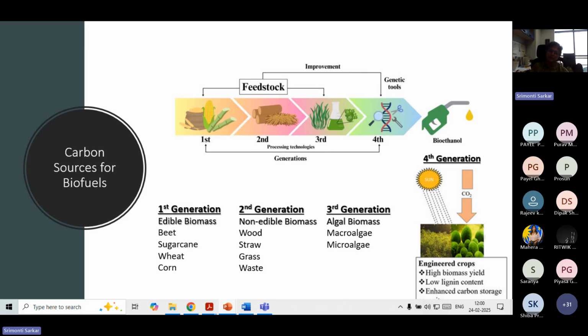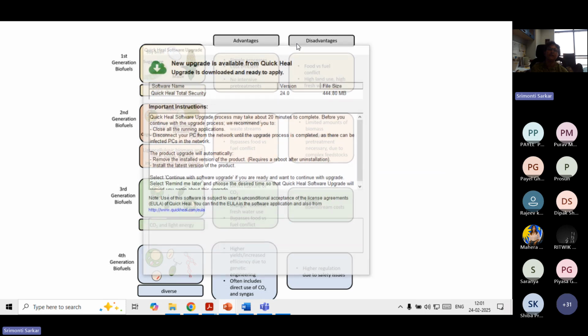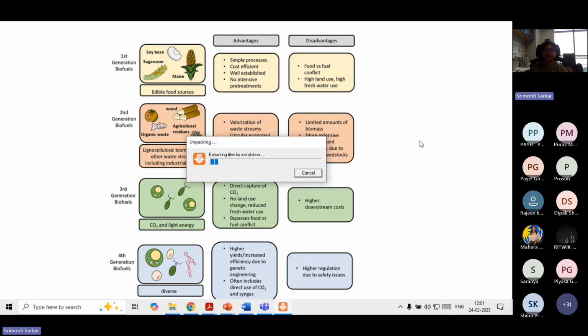And why is that rapid change happening? Because we want this biomass to be produced rapidly, but at the same time, we don't want biomass production to compete with food production. So again, to go over that in a little more detail, first generation biofuels were mainly food crops, whether it's corn, soybean, sugarcane, etc. They were used because it was a simple process.